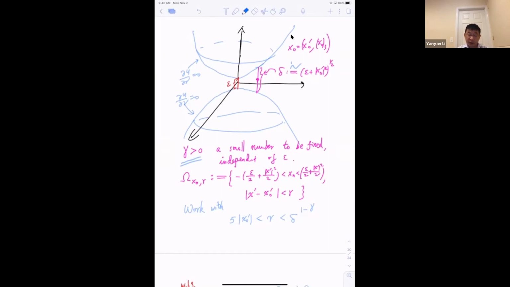And in order to estimate this point, we are going to work with a cylinder type domain, like this region. We are going to work inside a shape like that. And for R, we are going to take some R with the right scale. So we work with this R.